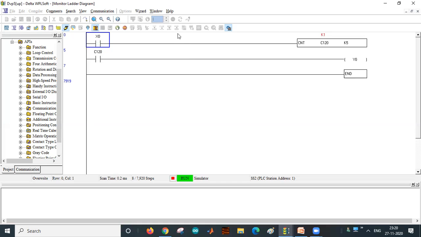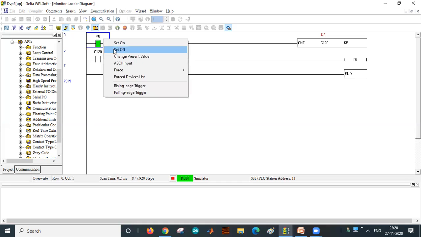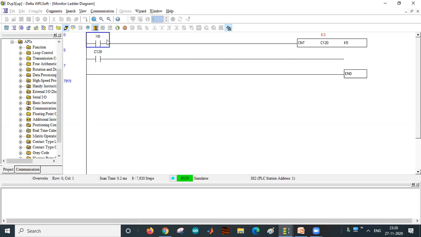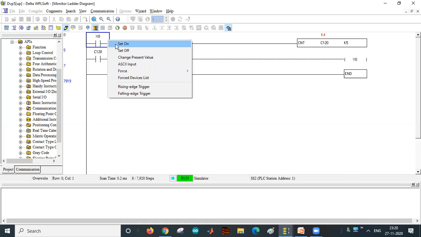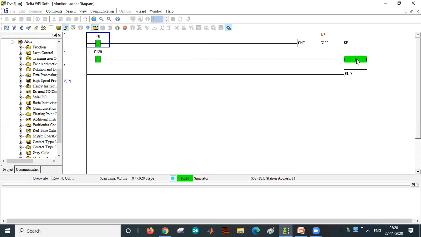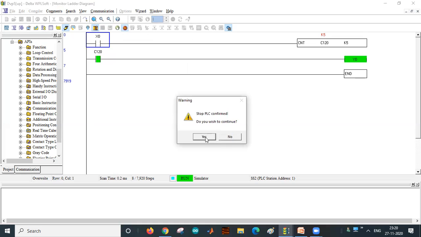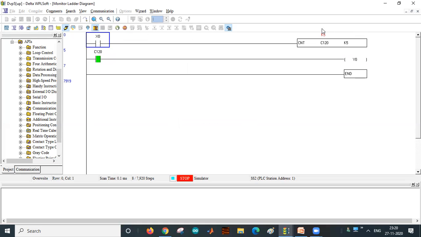On, off, 1 integrate, on, second time 2, third product, fourth product. So whenever 5 products are detected, then the Y0 indicator will go on, off. Now if the power supply is gone, when your PLC is off in stop mode, that value will be retained here.